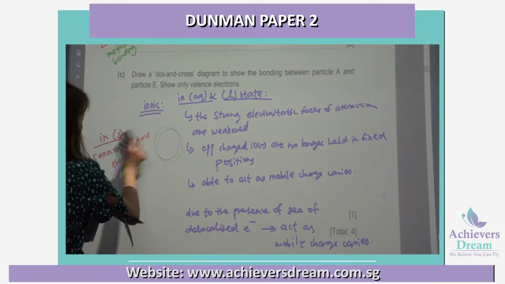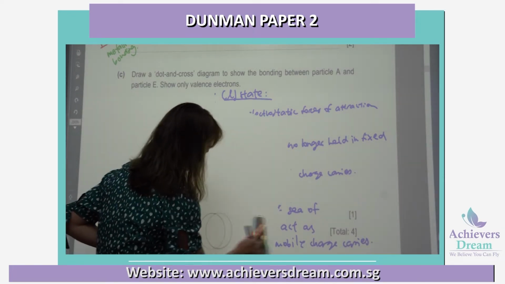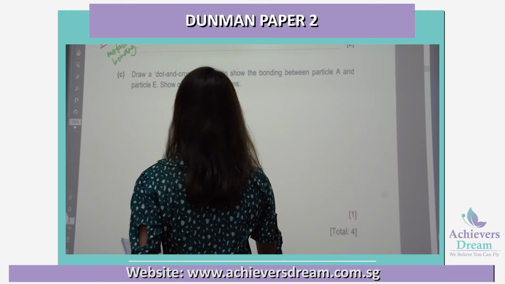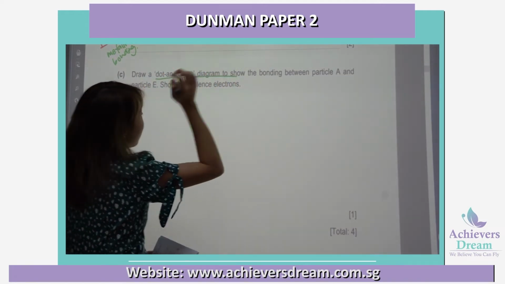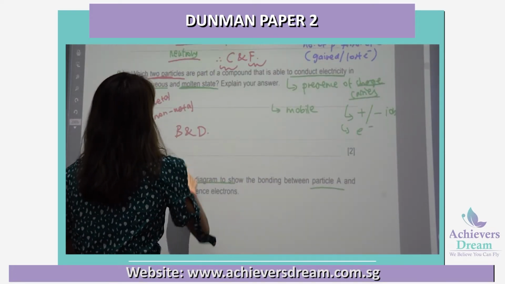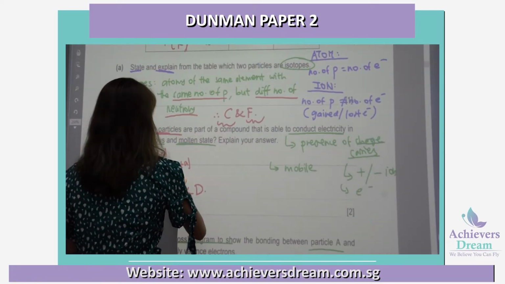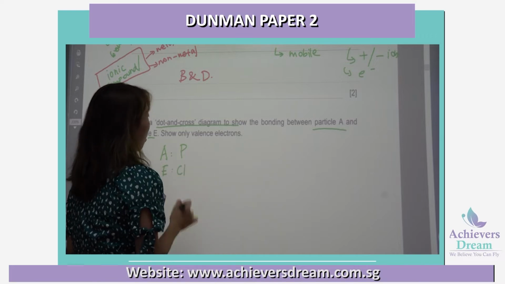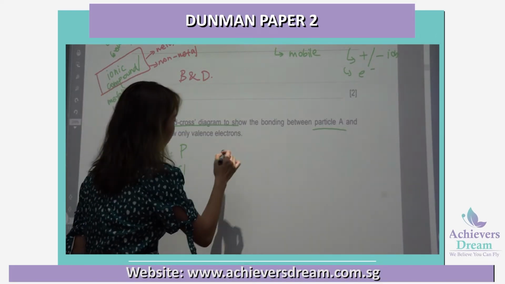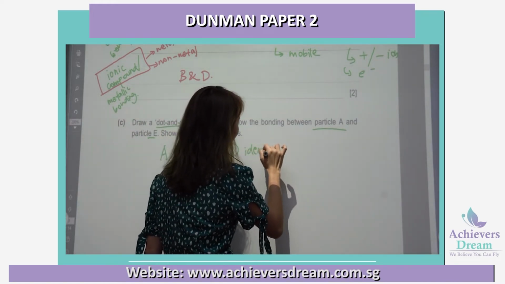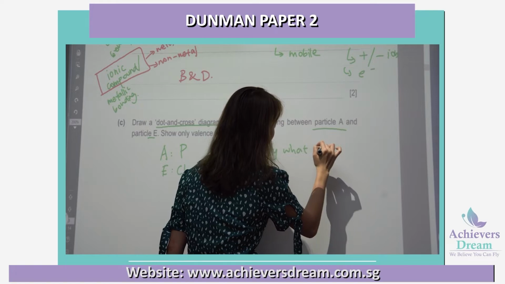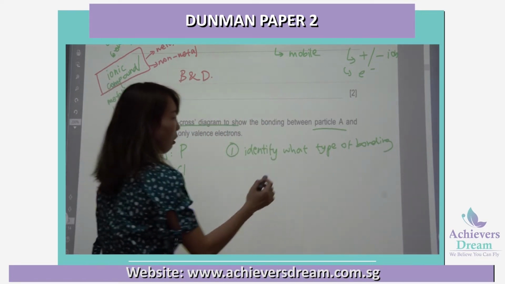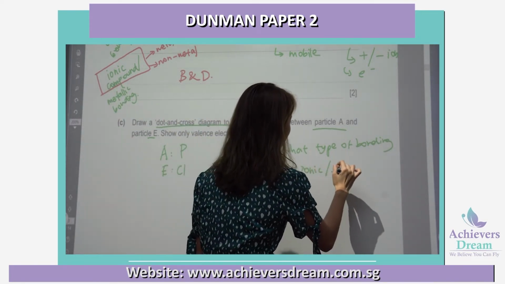okay, I'm going to erase this. Okay, part C, draw a dot and cross diagram to show the bonding between particle A and E. Let's see what's particle A and E. Particle A is phosphorus and E is chlorine. So A is phosphorus, E is chlorine. Okay, when it's in dot and cross diagram, the first step you should do is to identify what kind of bonding it is. Is it ionic bond or simple covalent bonding?